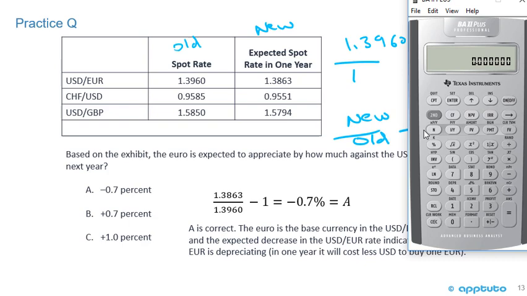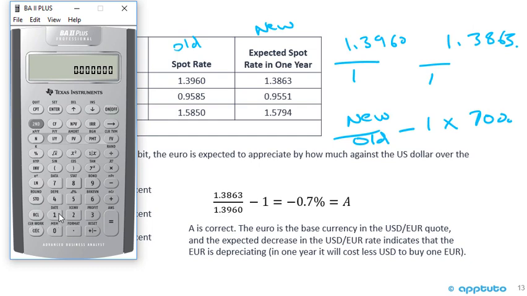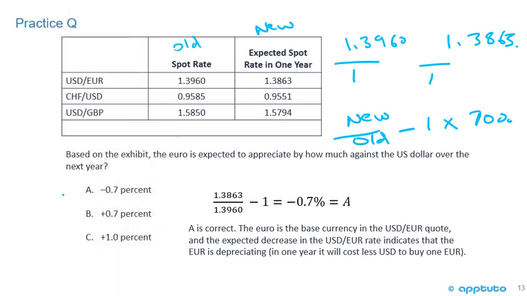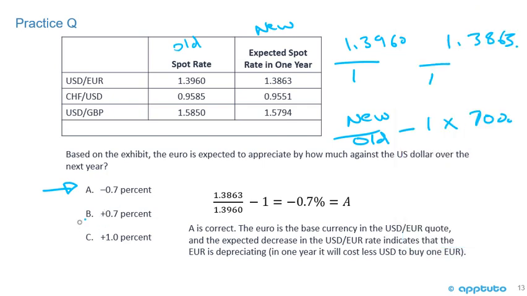So we'll just bring up the calculator. I'll just move it over here, just get it out of our way so we can see what we're doing. And so the new price is 1.3863 divided by the old price, 1.3960, minus 1 times 100, and I'm going to get negative 0.69484. And again, with the CFA, they're always saying closest to, so they've done a little bit of rounding. It's closest to A. Okay, just bring up the calculator again, move it over here so we can see it's closest to A. And that was really easy.